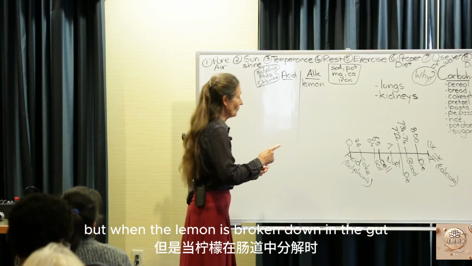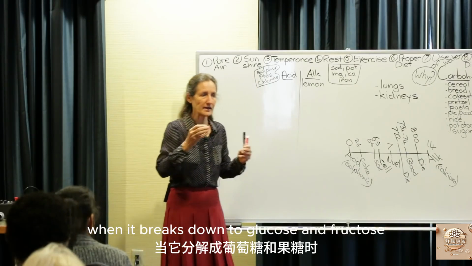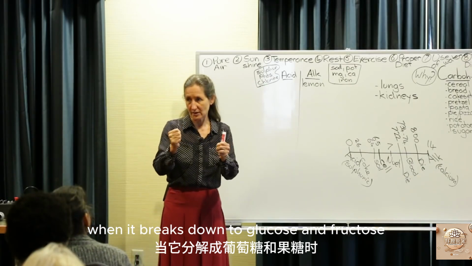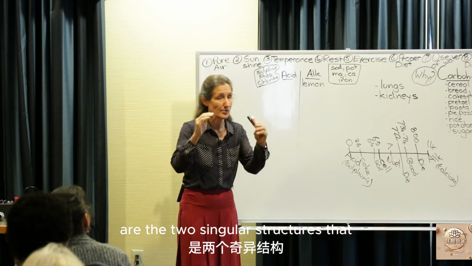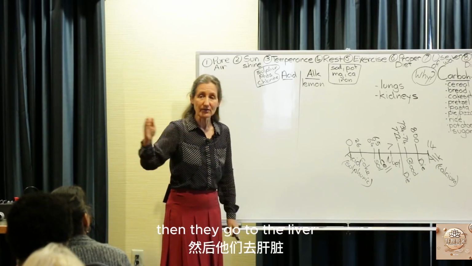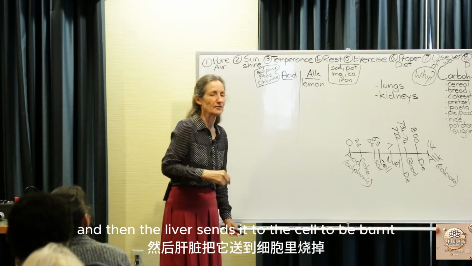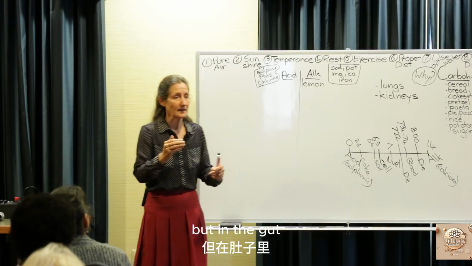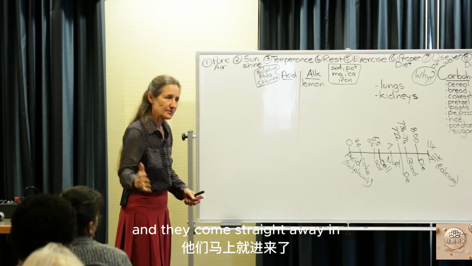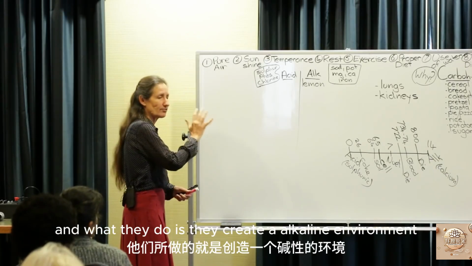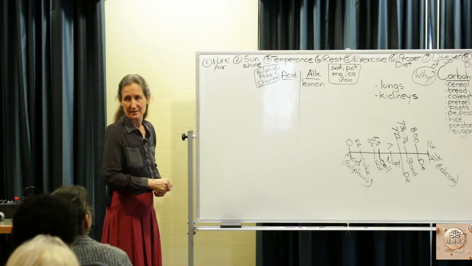But when the lemon is broken down in the gut, when it breaks down to glucose and fructose, you see, glucose and fructose are the 2 singular structures that are broken down from food. Then they go to the liver, and then the liver sends it to the cell to be burnt. But in the gut, the minerals are separated from the glucose, and they come straight away in, and what they do is they create an alkaline environment in the cell.